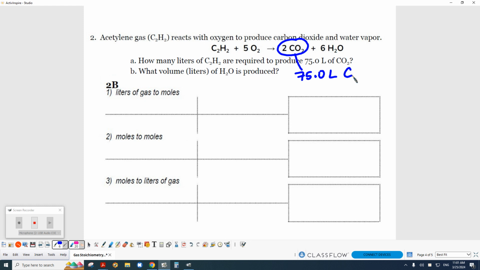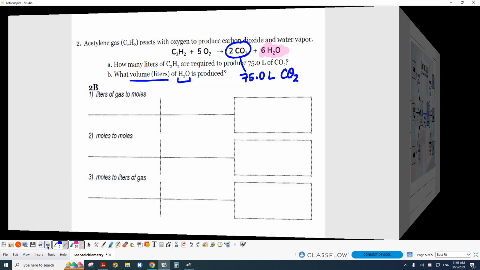75.0 liters of CO2. But look at what the question is now. What volume in liters of H2O is produced? In other words, this is what we are looking for this time. So now we know our starting point and what we're looking for. And the steps are similar, just like in 2A.